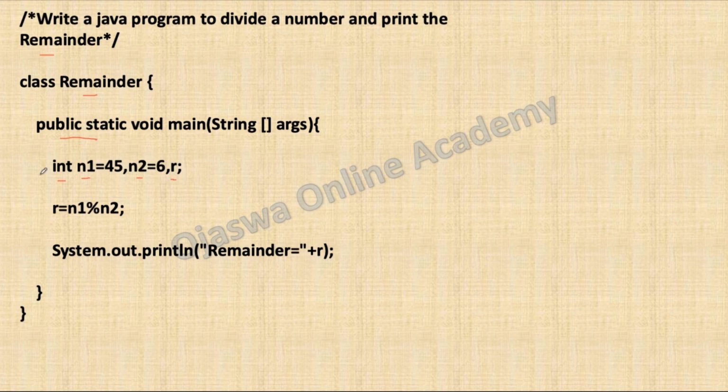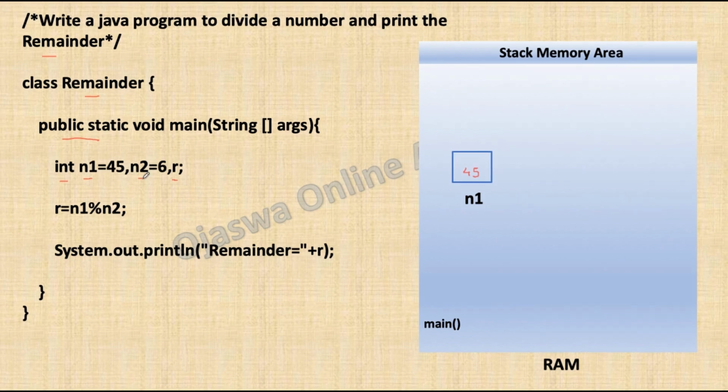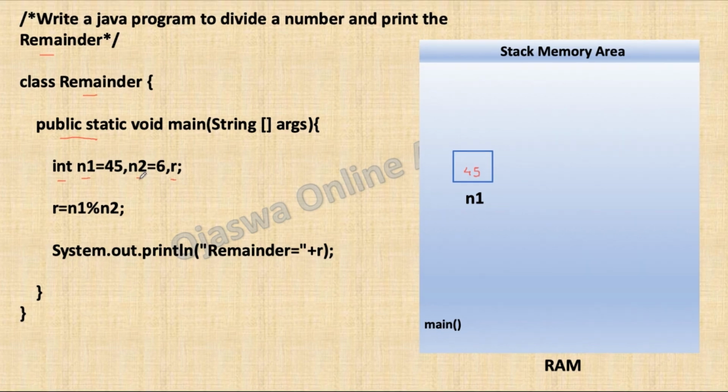So as soon as the interpreter reads this statement, memory for variable n1 is reserved and value 45 is stored in it. Next, memory for variable n2 is reserved and value 6 will be stored in it. And memory for variable r will be reserved.